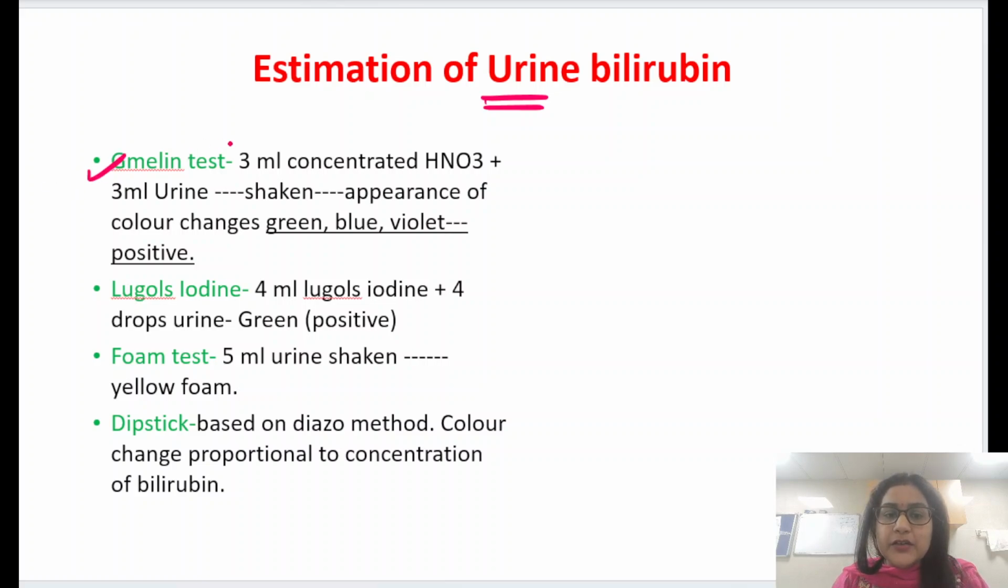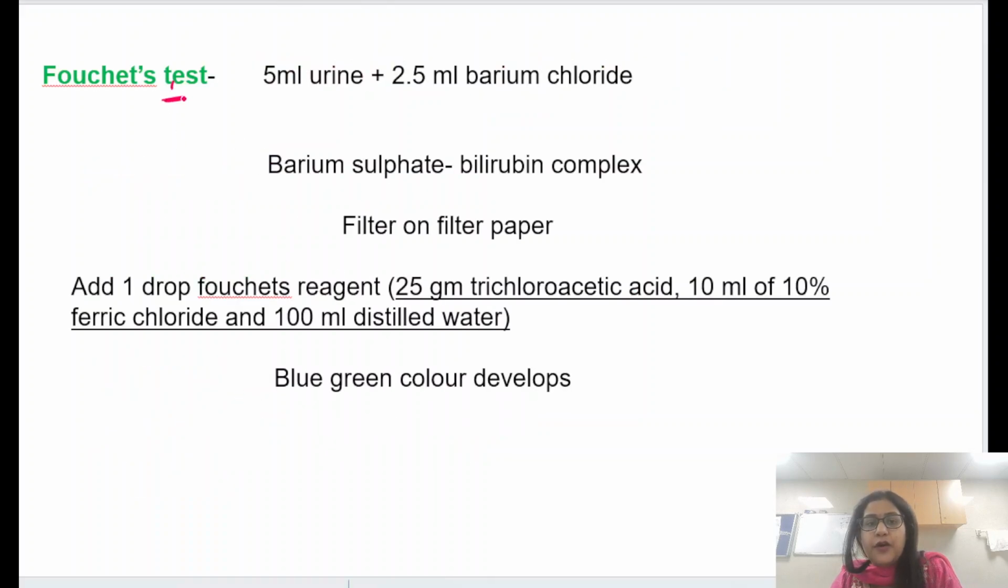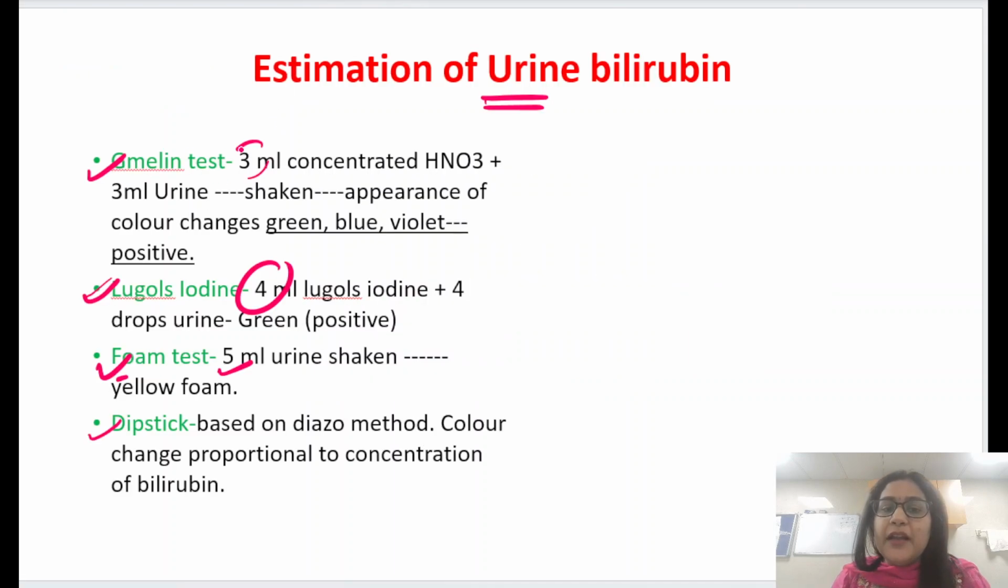You have Fouchet's... sorry, you have Gmelin's test 3, then you have Lugol's iodine test 4, you have foam test, 5, dipstick we have already talked about, and then you have Fouchet's test, that is also 5. Why am I saying so? In Gmelin's test you are taking 3 ml of urine and 3 ml of concentrated HNO3, and you see the gradation of the color changes which are happening. Some of these tests are very theoretical. Fouchet's, of course, you know that it is being given to you, and foam test is also being asked. Lugol's iodine, 4 ml urine, 4 ml Lugol's iodine, and you get a green color. So 3, 4 and 5. Foam test, 5 ml urine, and if bilirubin is present, you get a yellow color foam.